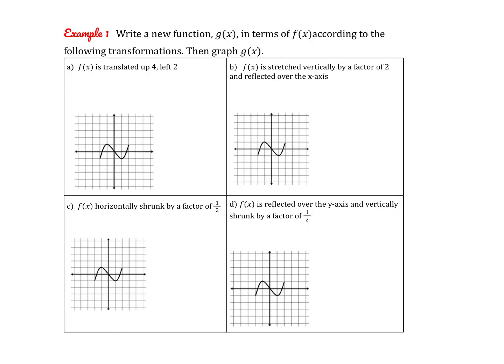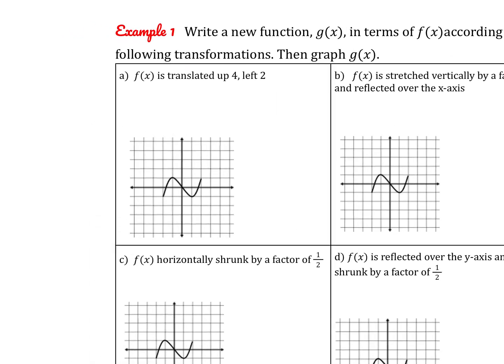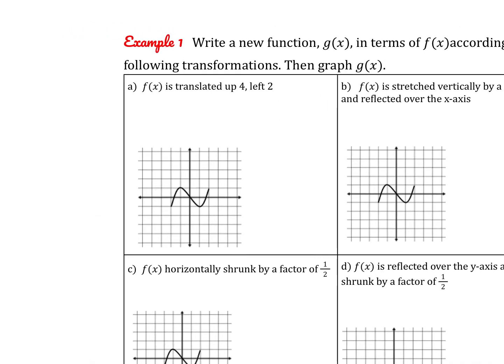Okay, so we're going to try some of these together. We're going to be rewriting a new function, which we'll call g of x, in terms of f of x according to the following transformations, and then we're going to do our best to sketch a graph. So let's say that this is f of x, and we want to translate it up 4 units and left 2. So our new function, g of x, takes our original function f of x. To shift it left 2, we would add 2 to x, so it'd be f of x plus 2. And then to shift it up 4, we would add 4 to our entire function.